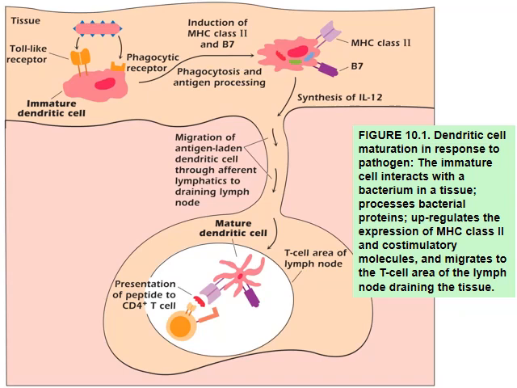So you can see the whole sequence: there's an immature cell, it interacts with the bacterium in the tissue, it processes bacterial protein, there's an upregulation of MHC class 2 and co-stimulatory molecules, and then it comes and sits in the T cell area, and that's where T cell proliferation takes place. Remember, I said if there is an injury over here and you have lymphadenopathy, you have swollen lymph nodes. The reason is because this is expanding. Okay?